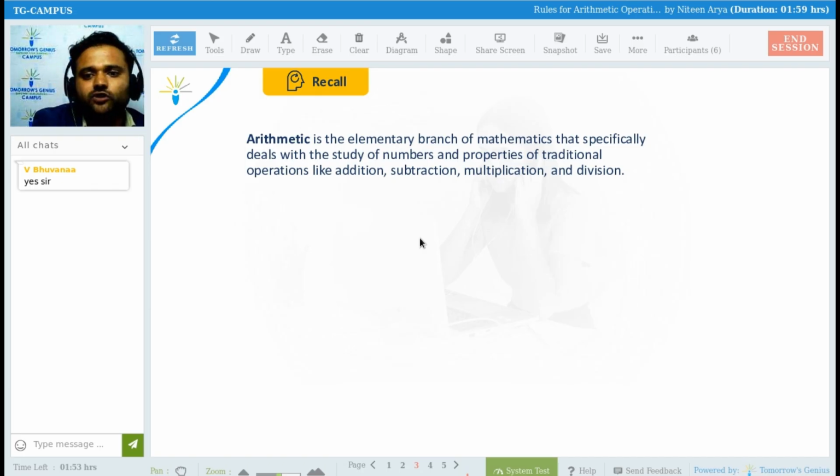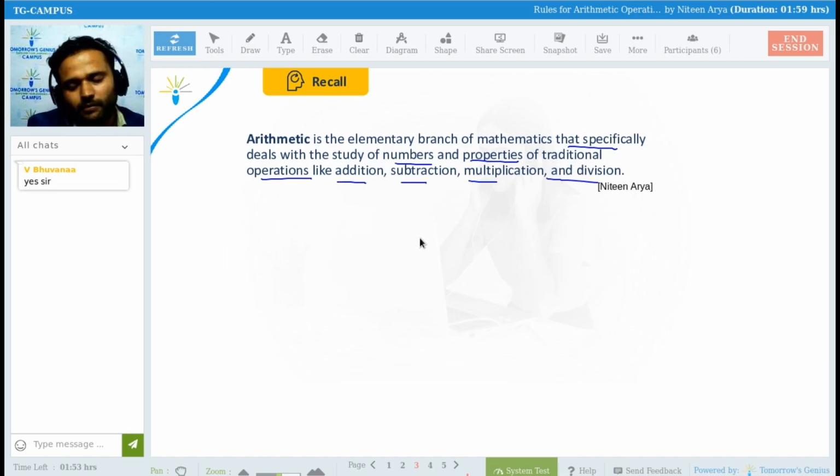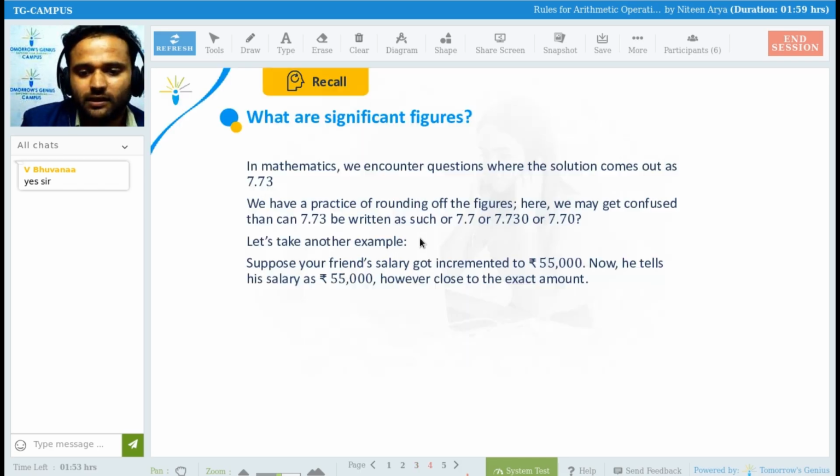You can see it is the elementary branch of mathematics that especially deals with the study of numbers and the properties of traditional operations like addition, subtraction, multiplication, division. We also have percentage, and you can understand average, mean, median, mode also. More generally, we are going to discuss the subtopics. Is this clear? Yes, sir. Okay, so that is enough for this particular class.